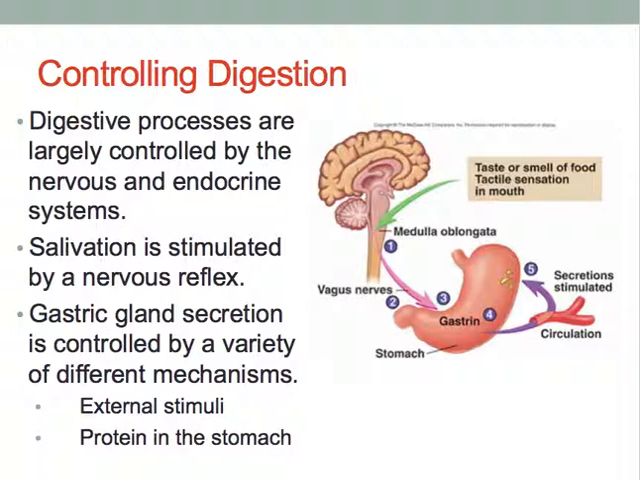If there's some mistake or some misstep in that communication, then you could have dysfunction in those systems. Salivation is a nervous reflex, and the secretion of gastric glands that are important in digestion is controlled by both external stimuli, so smelling, seeing, but also there are receptors in your stomach that can indicate the presence of particular things like proteins that will then cause the secretion of gastric enzymes to help break down those proteins.